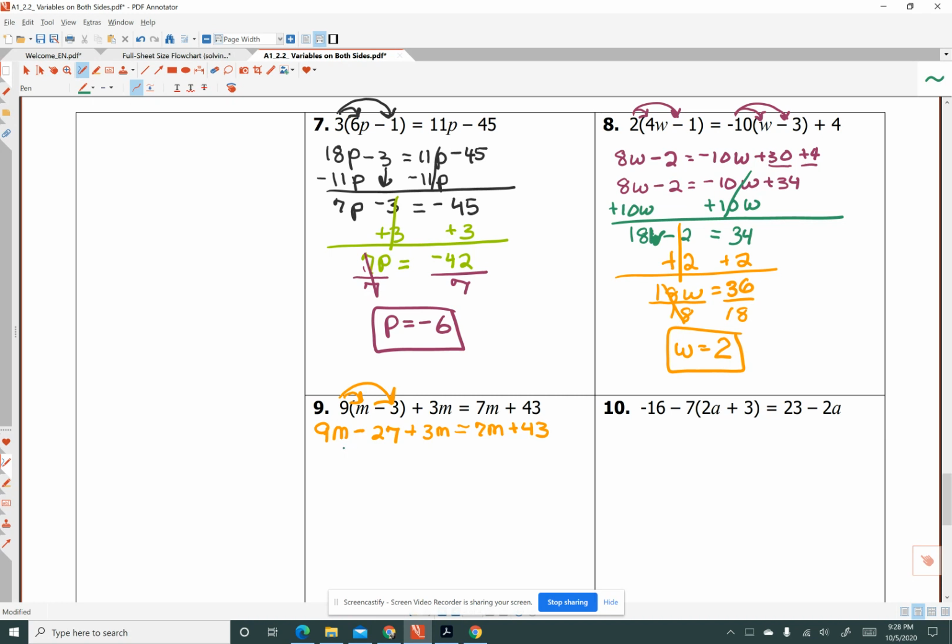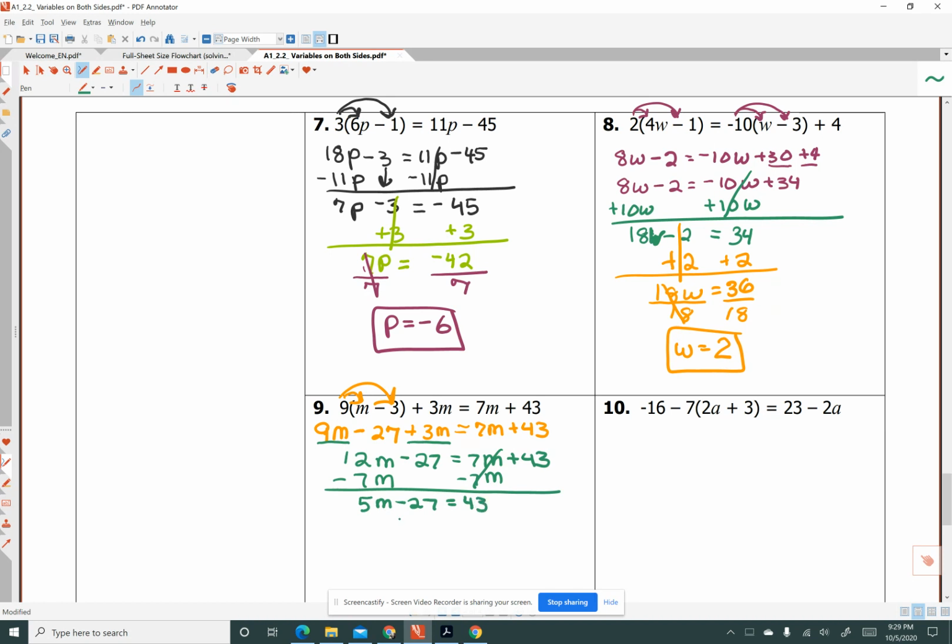So what can I combine here? I have 9 plus 3 is 12m, and then I have my minus 27 equals 7m plus 43. Now, I think what I want to do is move my 7m's to the right. So I'm going to subtract 7m on both sides, which would give me 5m minus 27 equals 43.